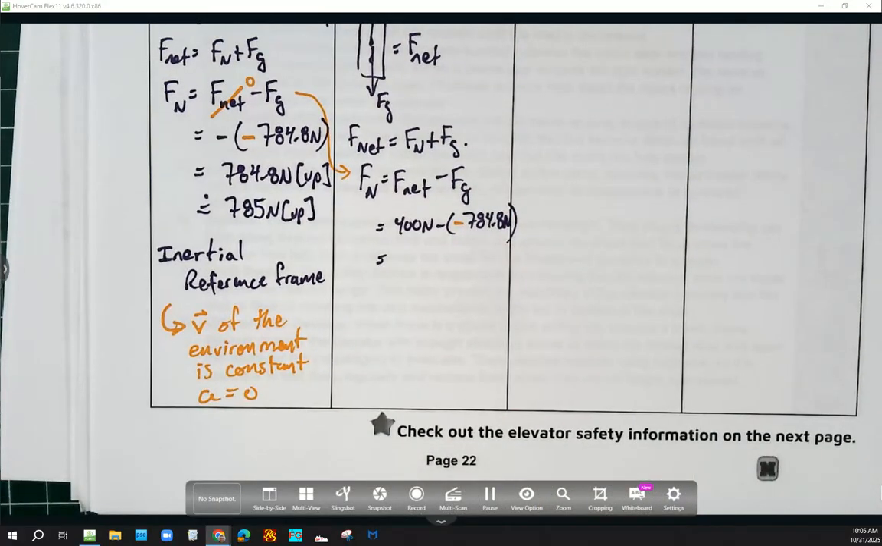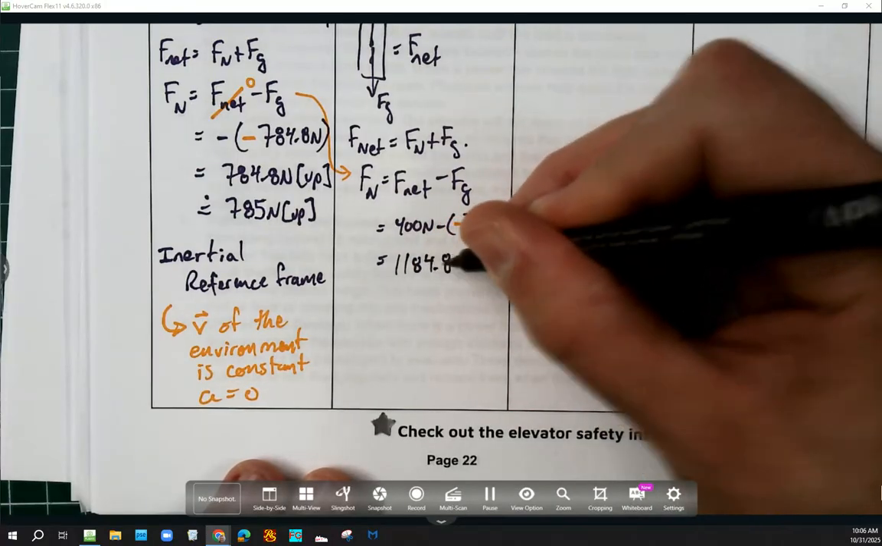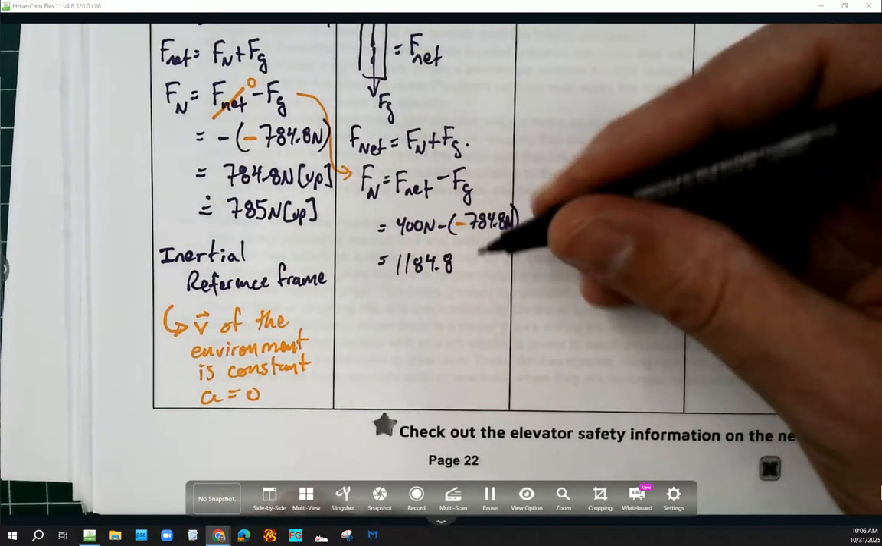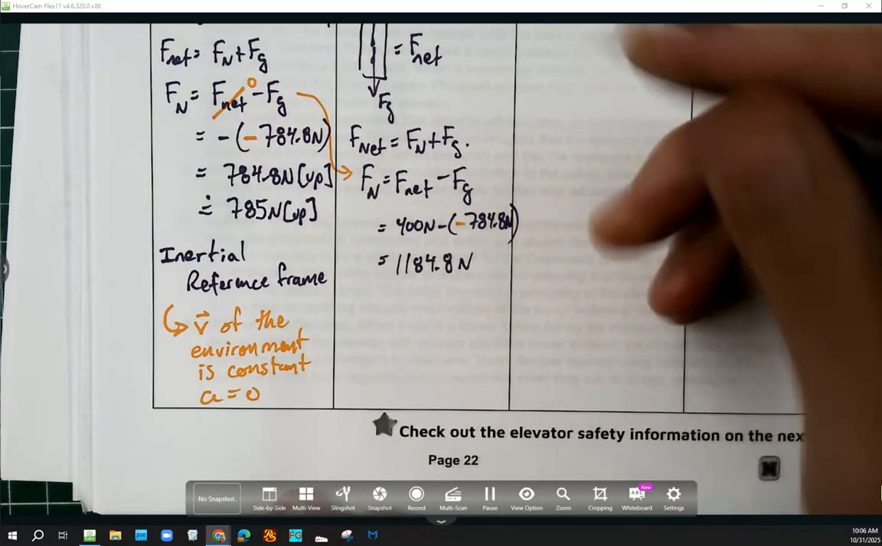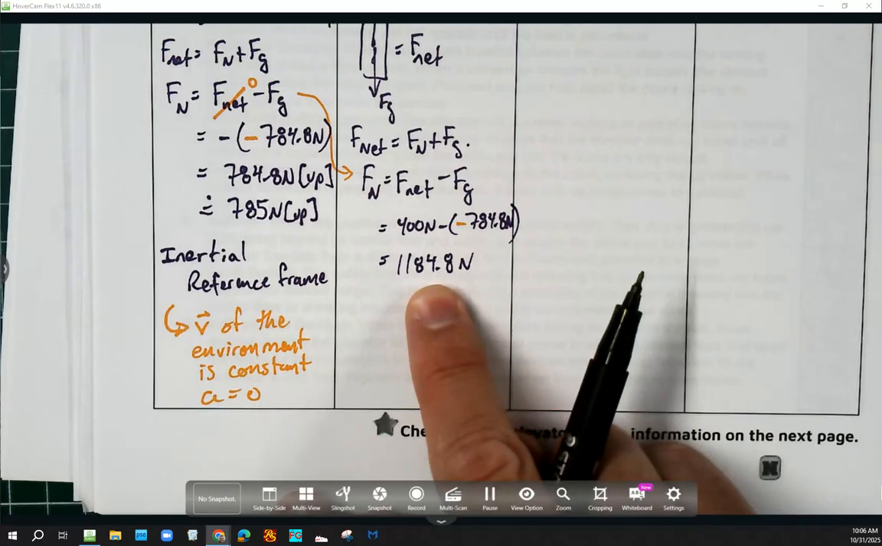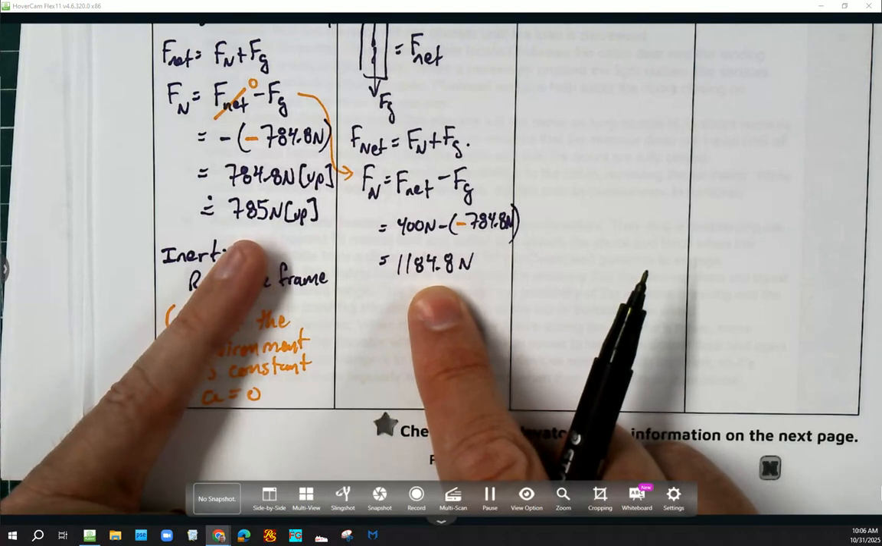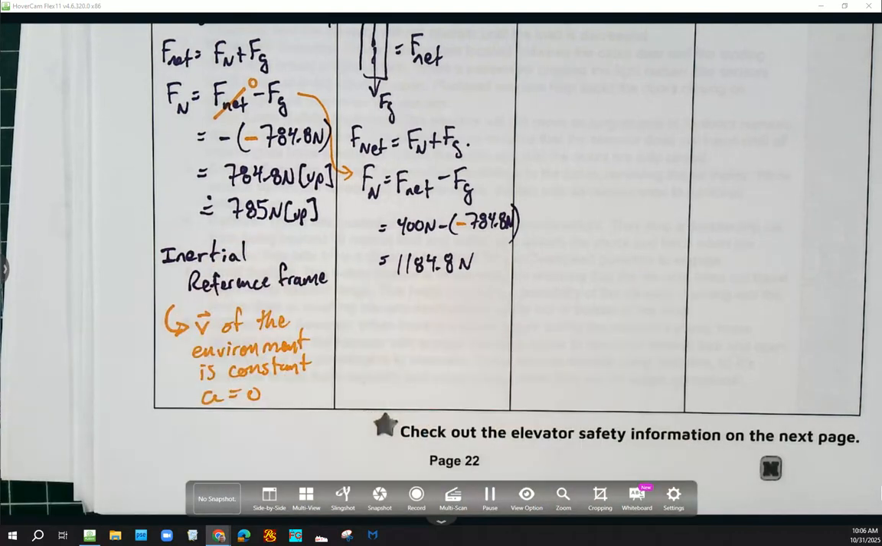Somebody who's quick on the calculator, what do you get? What you got? Nice. Beautiful. 1,184.8 newtons. And as I look at that, I think, hey, does this make sense? The floor is pushing up on Einstein harder when the elevator accelerates than when he was just sitting there. Yeah, I think that makes some physical sense. We can talk about that as people who have ridden elevators.